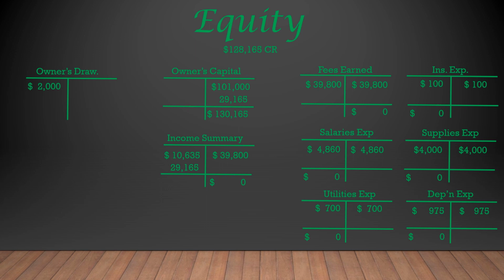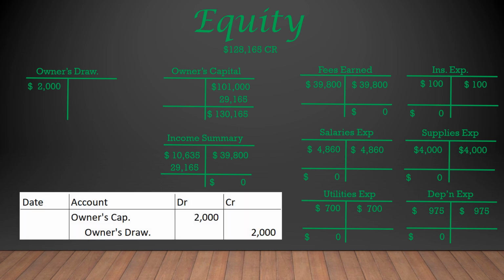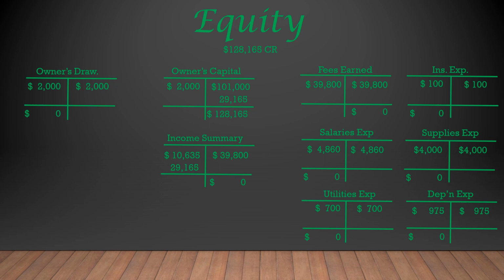Finally, we'll move our drawings account balance into owner's capital. Here's our entry for that. Like expenses, drawings carries a debit balance, so we have to zero it out with a credit. And we debit owner's capital for the corresponding $2,000. Consequently, our final owner's capital balance drops to a $128,165 credit balance. This is the balance in owner's capital that will carry over into the new year.